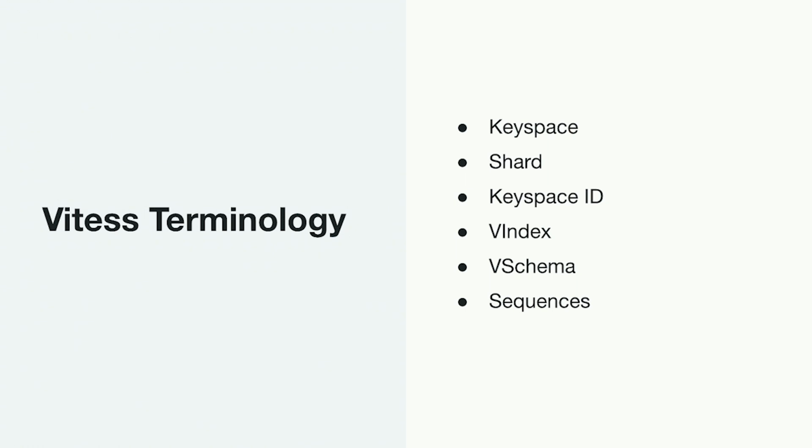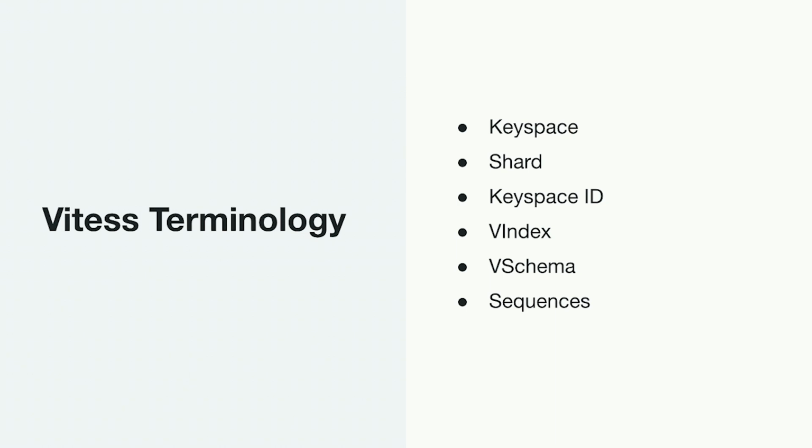The v-schema in Vitess is basically the configuration for a key space. It holds the v-index configuration, holds a list of all the tables in the key space, all the columns and their types, and also sequence information, which I'll get to in a moment. And it's optional for unsharded key spaces, but required for a sharded key space.